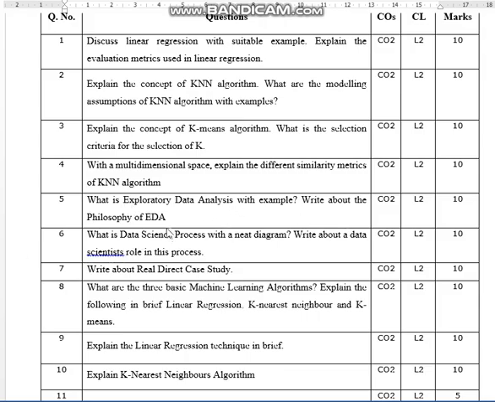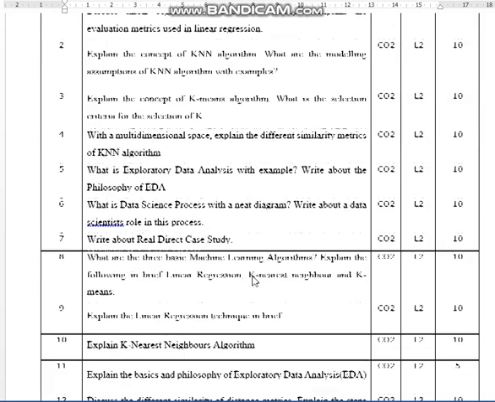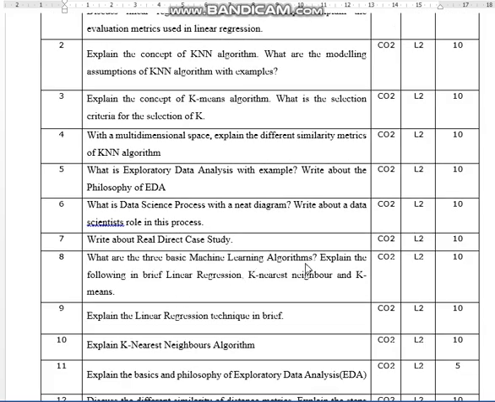Write about the philosophy of EDA. What is data science process with a diagram? Write about a data scientist's role in the process. Explain with a diagram. Write about a real direct case study. What are the 3 basic machine learning algorithms?